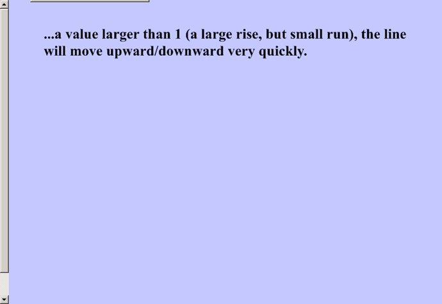When this happens, it means the line is moving upward or downward, depending on whether it's positive or negative, very quickly. So in a graph, when you see a line that has a slope value larger than 1, that means that the line is going to be very steep within the graph because the rise is moving faster than the run.